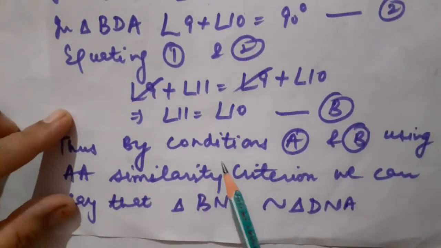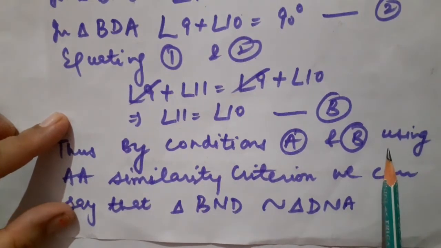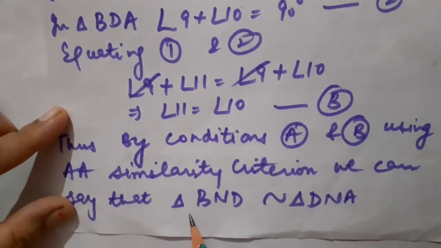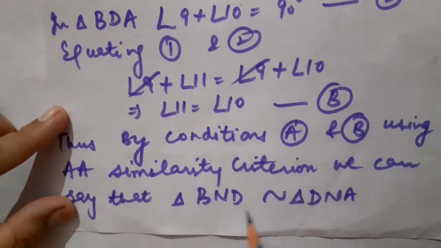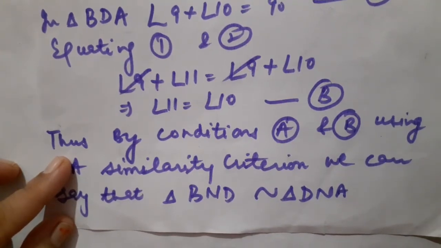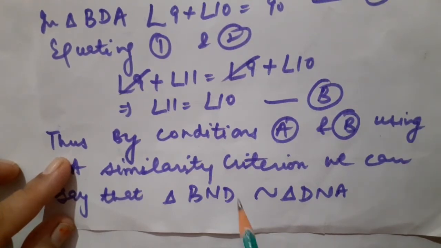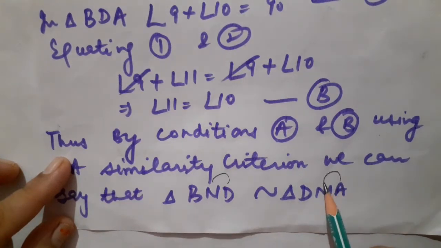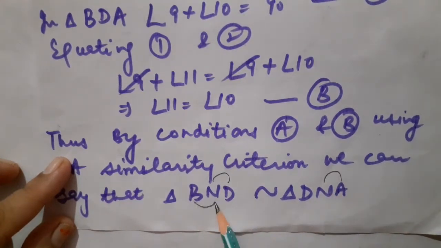So on the basis of both of these conditions, we can say that by the AA similarity criteria, triangle BND is similar to triangle DNA. Now, as I want to prove DN square, let us take the ratio of the corresponding sides of these two similar triangles, that is DN upon AN is equal to BN upon DN. Correct?